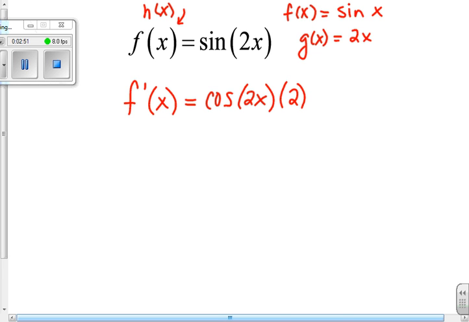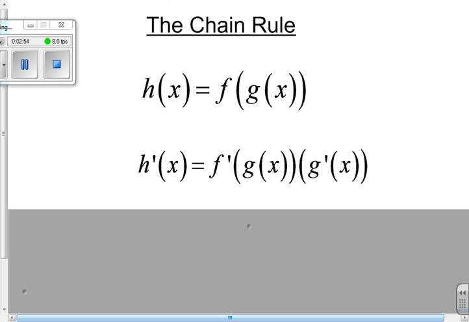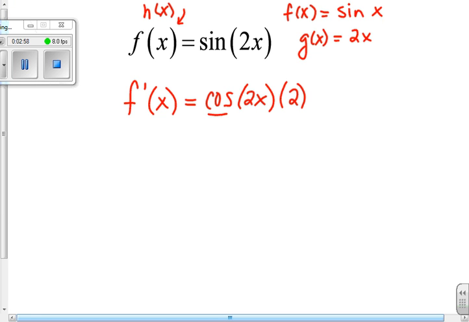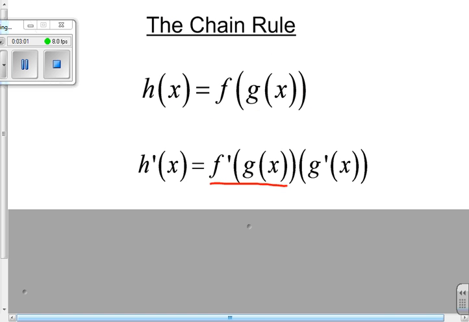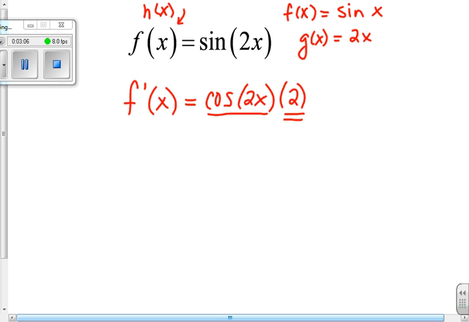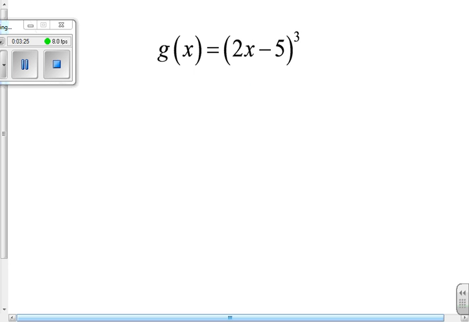And so if you notice, if I go back to the other screen, that's kind of what we have. f prime of g of x is the cosine 2x. The g prime of x here is our 2. And that's how the chain rule works. And then what we can usually do is kind of simplify this. We put the 2 on front so it's not getting confused with the 2x. And we say 2 cosine 2x. And that's an example of the chain rule. So let's look at another one.